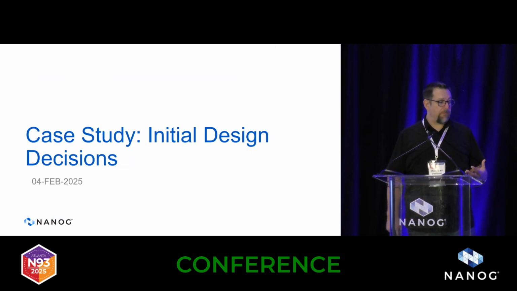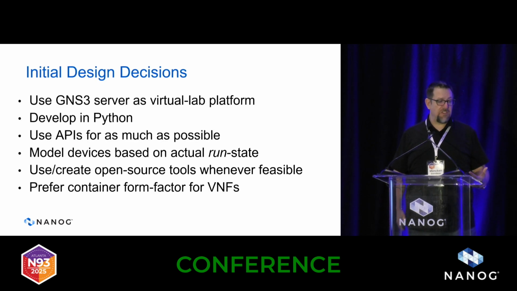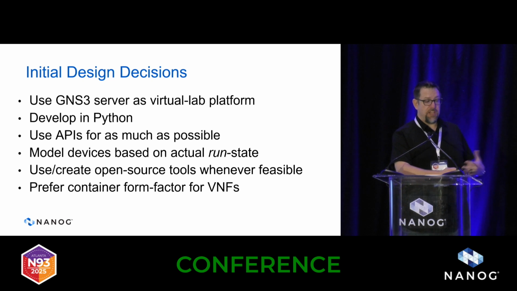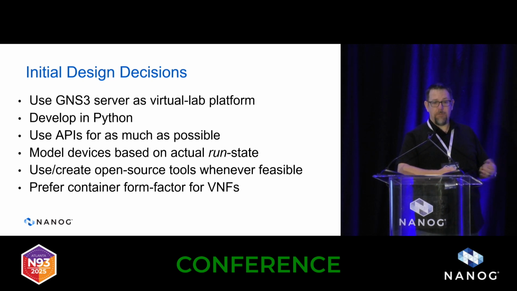So, initial design decisions. We decided very early on that we were going to want to use GNS3 as our virtual lab platform. As I mentioned earlier, we had it. It was running. It was available. That was an easy decision. We decided to develop in Python, mainly because it was the language that I won't say I knew the most or had the greatest facility with. It was more like the language that I had the least incompetence in.